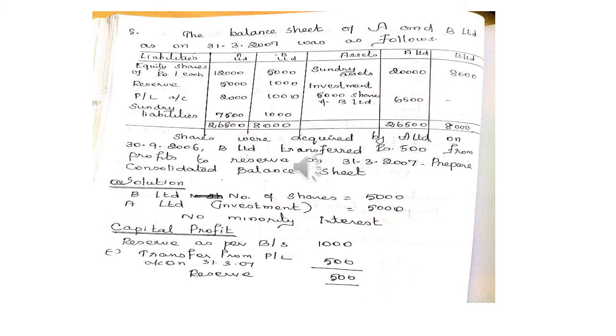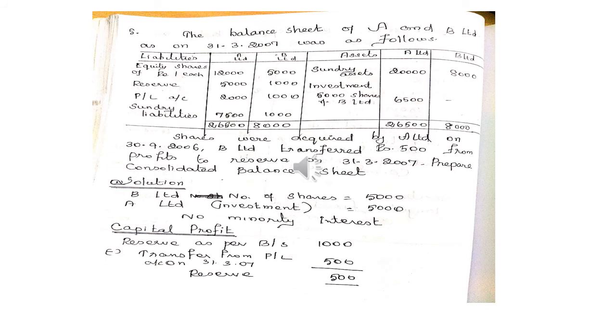This is the information given in the problem. So, the face value of shares is 5,000. That means share capital is 5,000, but the investment amount is 6,500, so 1,500 is the increased value. Then 30th-9-2006 is the purchase date. So profit up to 30th-9-2006 is capital profit, and profit up to 31st-3-2007 is revenue profit.